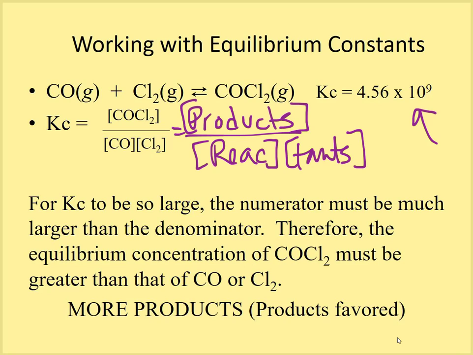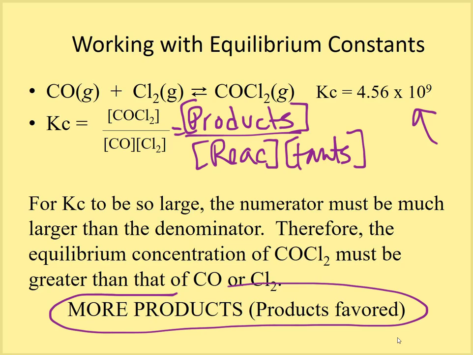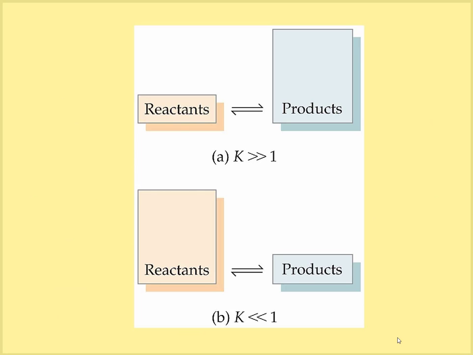In order for Kc to be so large, the numerator must be much larger than the denominator. Therefore, the equilibrium concentration of the COCl2 must be greater than that of the reactants. This tells us that the products are favored, or I'll end up with more products. So if you have a K that is bigger than 1, that means you have more products.